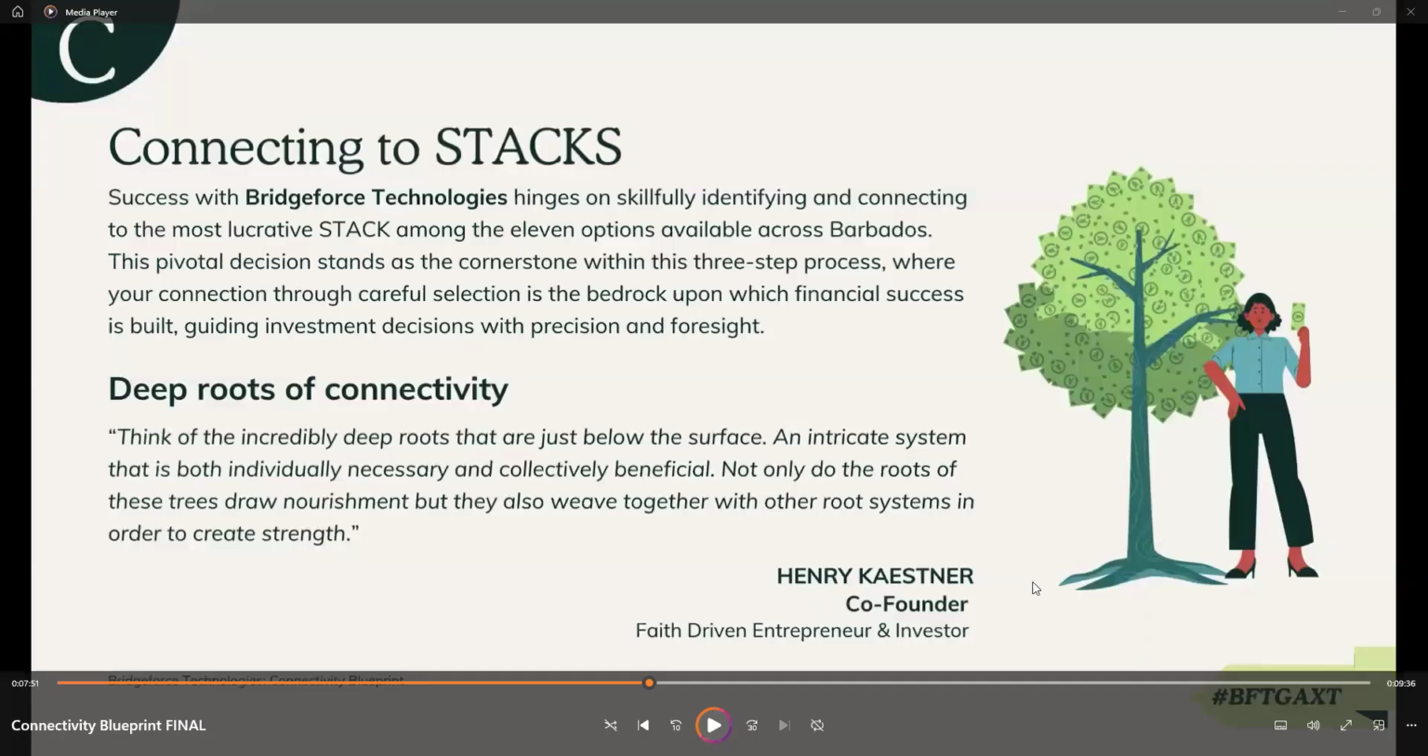Okay, so as Sonia read, think of the incredibly deep roots that are just below the surface. An intricate system that is both individually necessary and collectively beneficial. Not only do the roots of these trees draw nourishment, but also weave together with other root systems in order to create strength. Now, I like the image on the right-hand side.